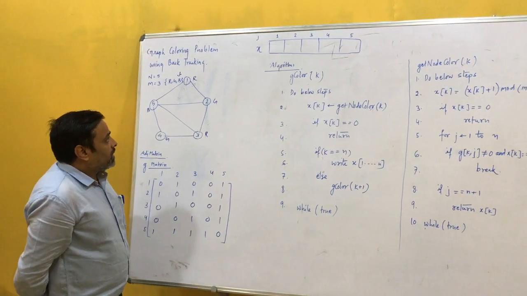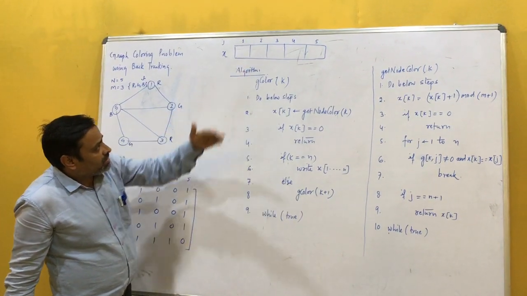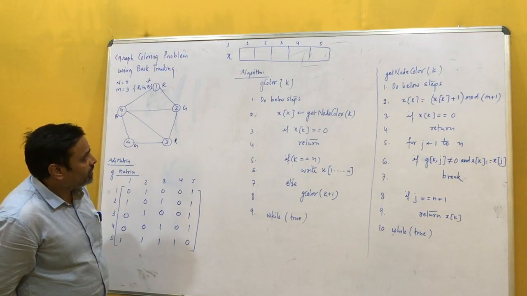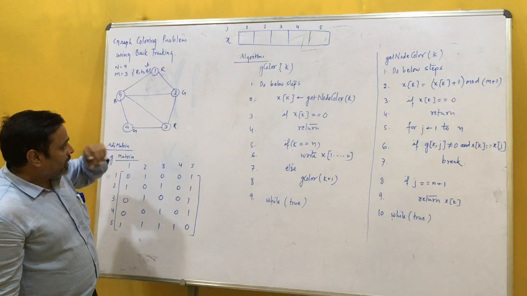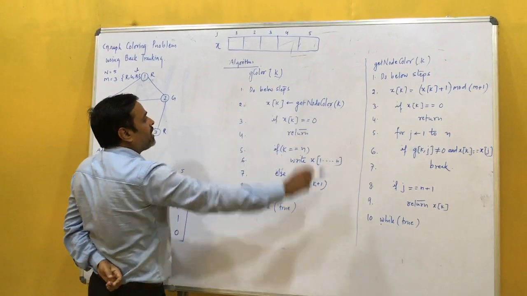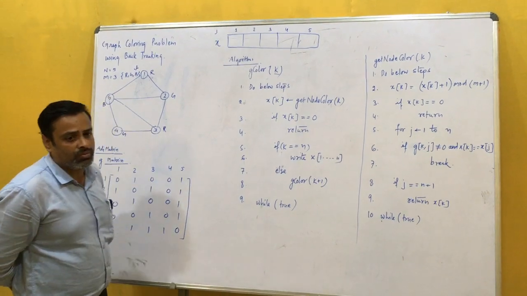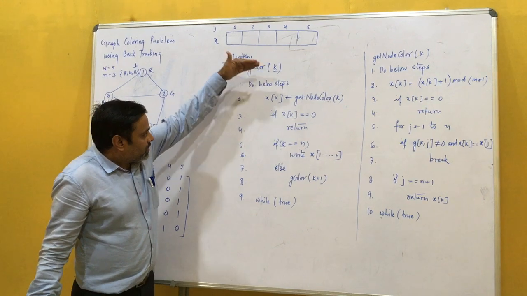Initially we'll be assuming that there is a global array called X, and the length of X is 5. Why is it 5? Because we are having 5 nodes. Therefore, let us try to color the node number K. This K can be 1, 2, 3, 4, 5.